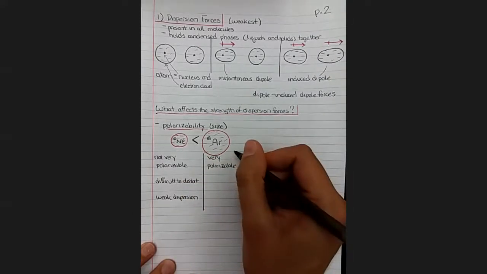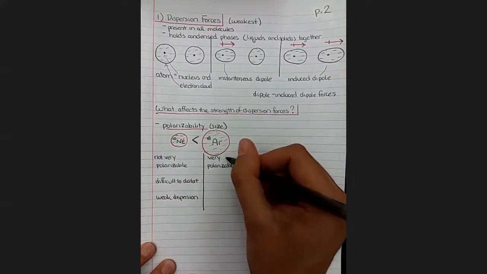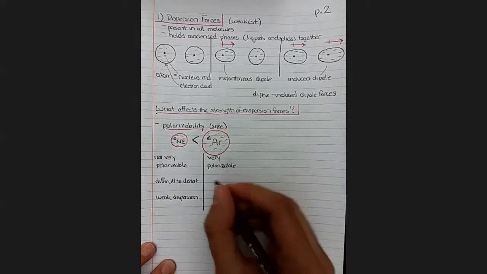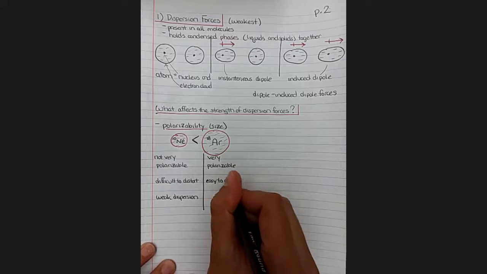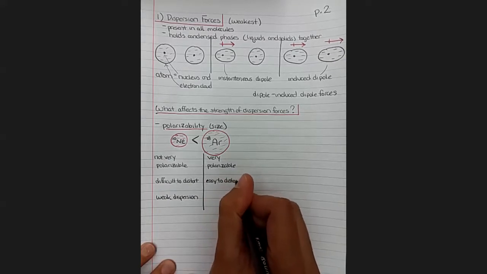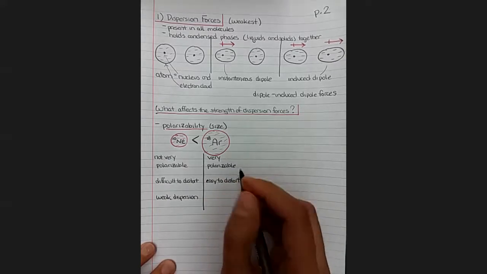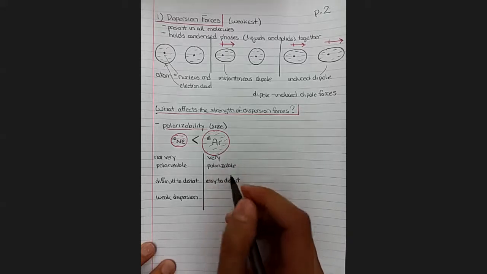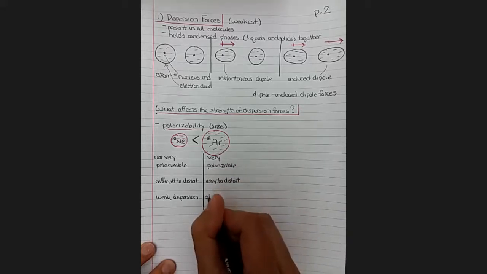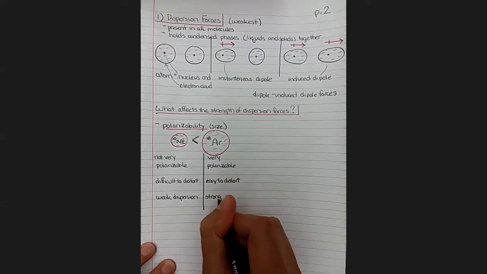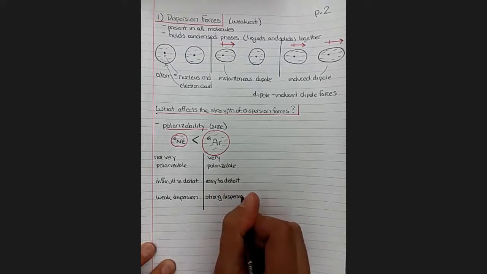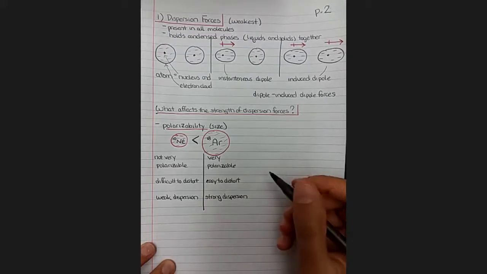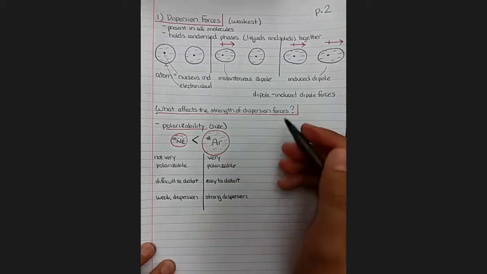So the opposite will be true for argon. This is very large, it's very polarizable, and so it's easy to distort. It's like a giant beach ball. You filled it up as much as you could with air, and now it's a little bit squishy, and you can shove your hand into it if you want to. So it's easy to distort, so it has strong dispersion forces. Okay, so that's one factor that affects dispersion forces.